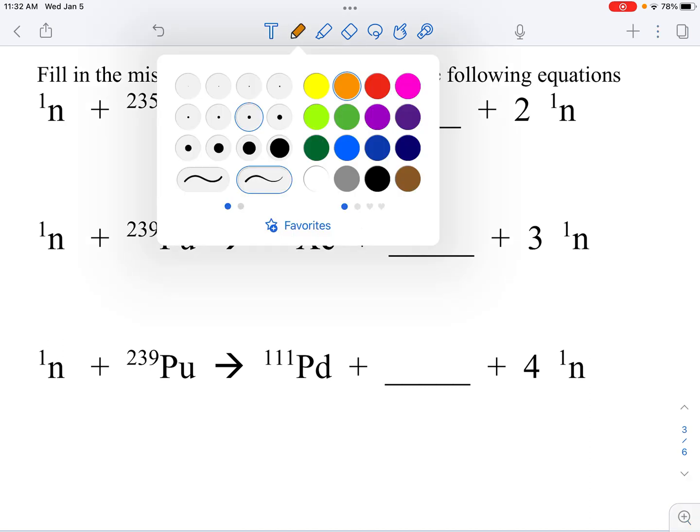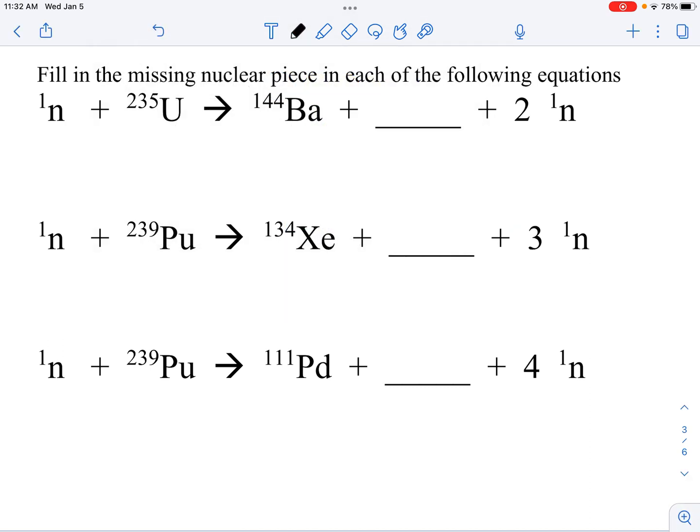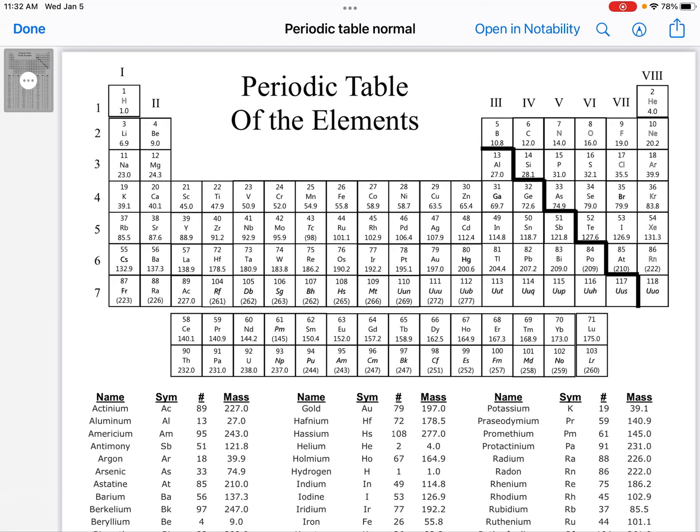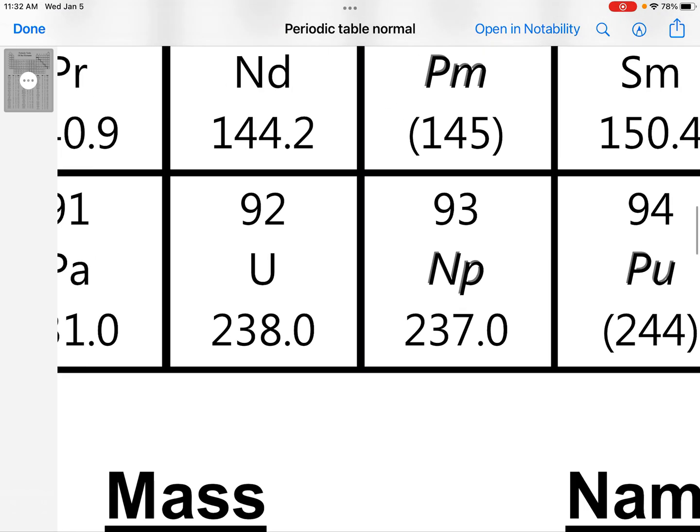So a couple of things to remember, that all of the neutrons are zeros. So anything with a neutron is a 0 at the bottom here. So I'm just going to go ahead and fill in a whole bunch of zeros because neutrons don't have any protons. That's why they're zeros. And then all I need is access to a periodic table, and if I have a periodic table, then I can figure out the bottom numbers. So I can look them up.